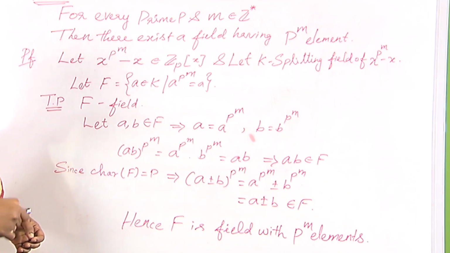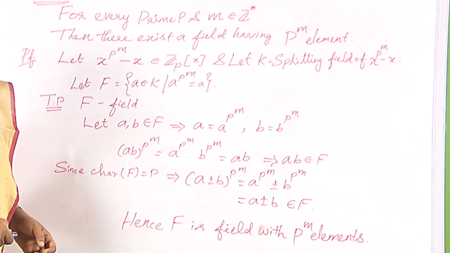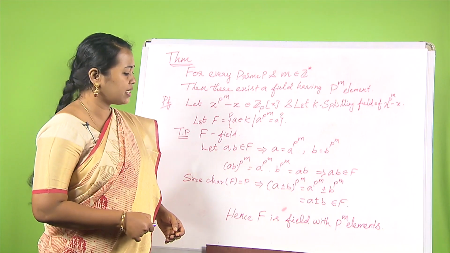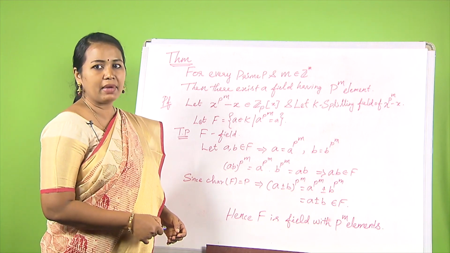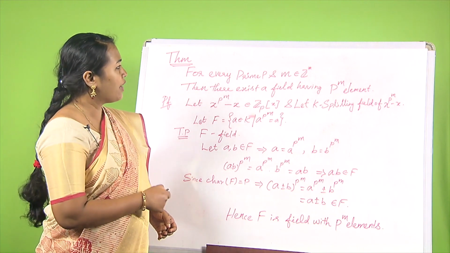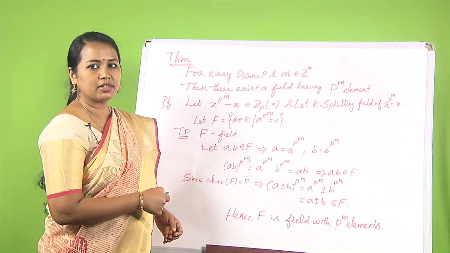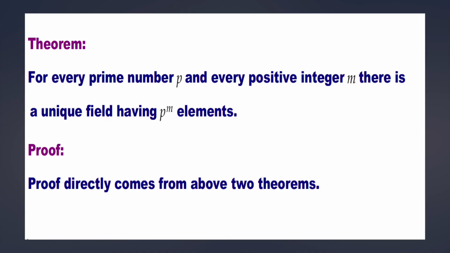And therefore, we have proved the closure property, and hence F is a subfield of K, which implies that obviously F is a field with P power M elements. Therefore, we have now proved the result. Let us see the next theorem. For every prime number P and every positive integer M, there is a unique field having P power M elements. The proof of this theorem directly comes from the above two theorems.